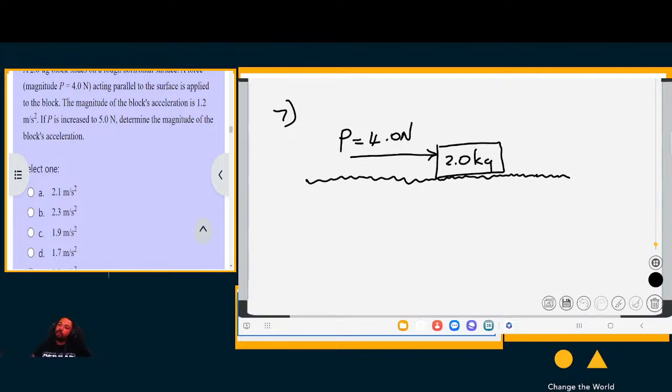Now, the block has an acceleration because it's being pushed by a force. It now has a net force. So the block's acceleration is 1.2 meters per second squared. Then they ask, if the force P is increased to 5 newtons, determine the magnitude of the block's new acceleration. So what would the acceleration now be if we increase the force?